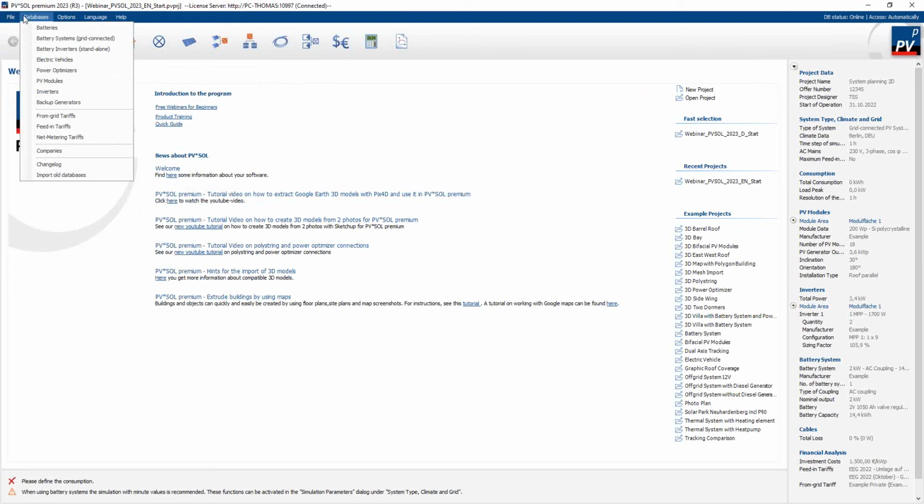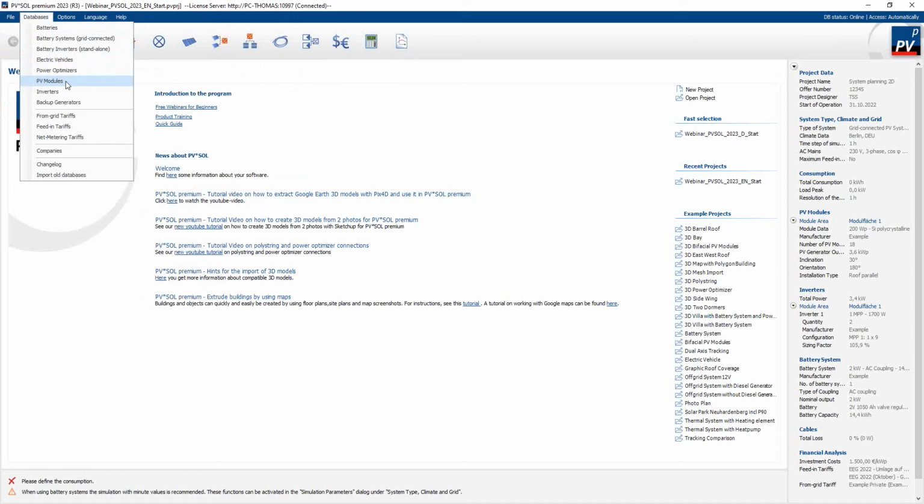If we have a look at databases, you can see that lots of databases are available for batteries, battery systems, inverters, power optimizers, PV modules, and also for tariffs. The database is maintained by the manufacturers themselves. They have access to an online database, and Sixten will do a database update every 14 days. That means you transfer the online database to PV-Sol so that you can work with current inverters and products.